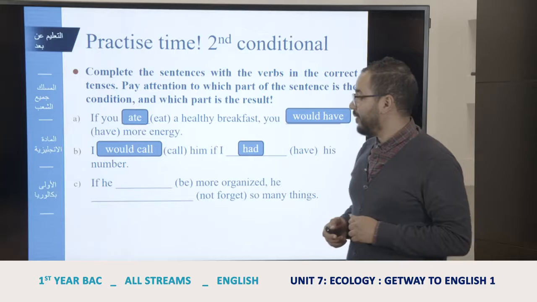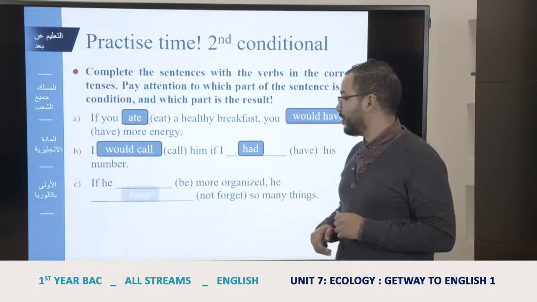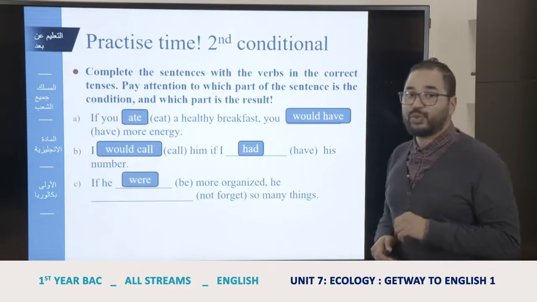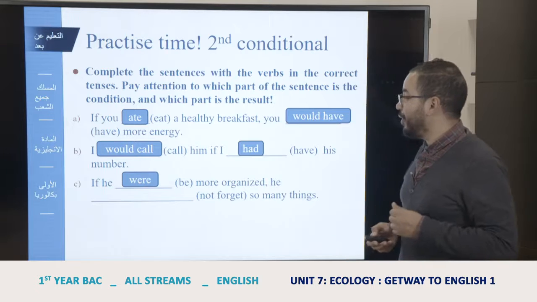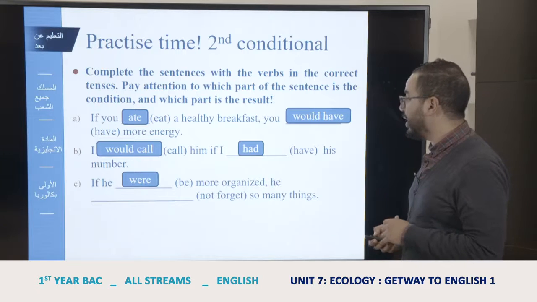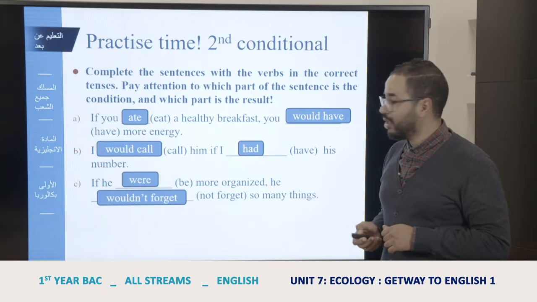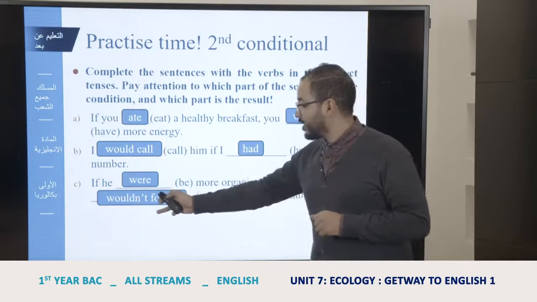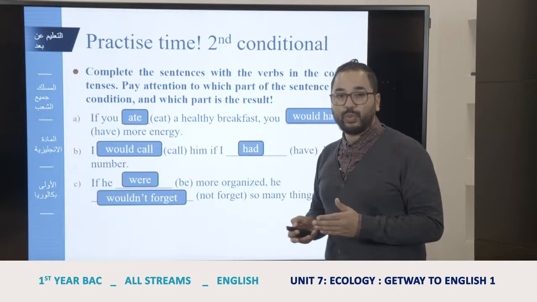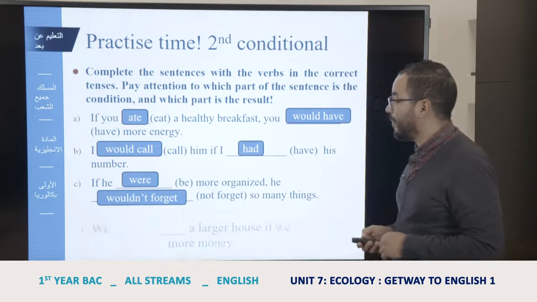Another one is if he (be), the past of to be. As we said, we use were with the second conditional, not was. If he were more organized, he would not forget so many things. This is the negative, so the negative goes with would. I can say wouldn't or would not.